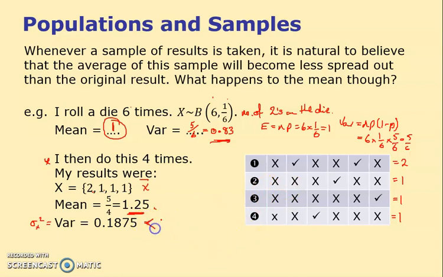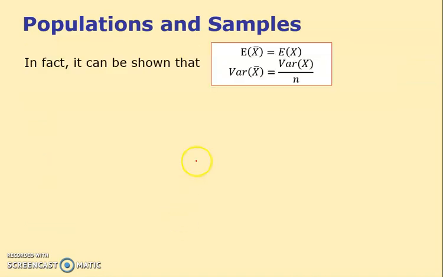This is much lower than the 5/6. So it begs the question, what's going on? In actual fact, we can be shown that E of x bar is very similar, we'd expect it to be equal to E of x. Whereas the variance of x bar is not equal to that. In fact, it's equal to the variance of x divided by n.